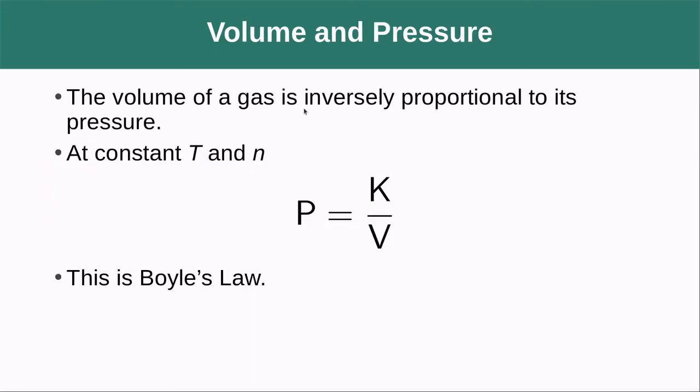The volume of the gas, though, is not directly proportional, but inversely proportional to its pressure. So at a constant temperature and number of moles, we're going to have that the pressure is going to equal some constant divided by the volume. This is known as Boyle's law.